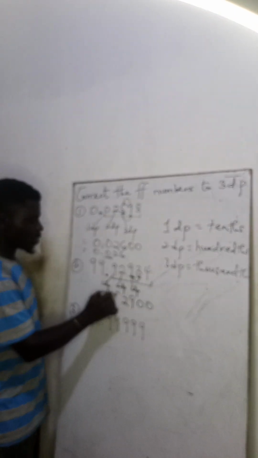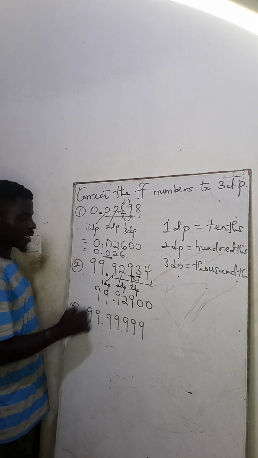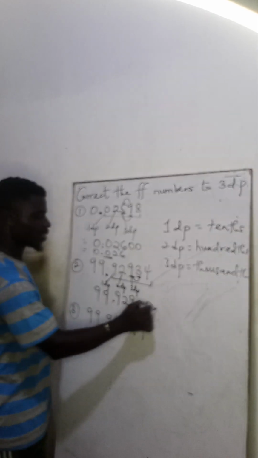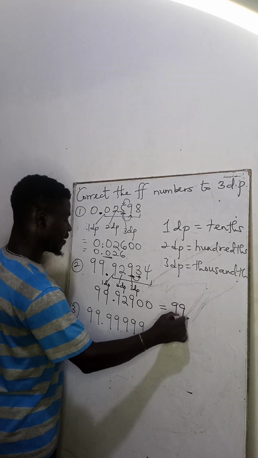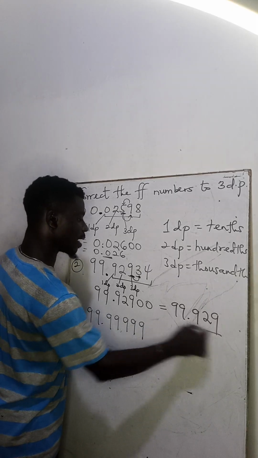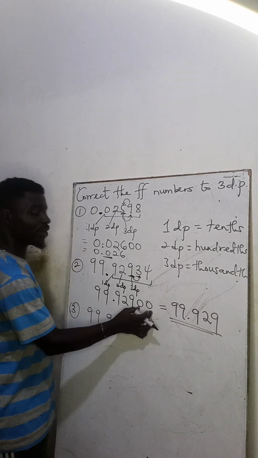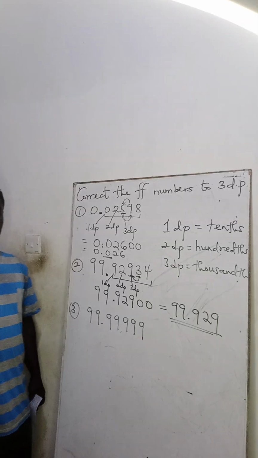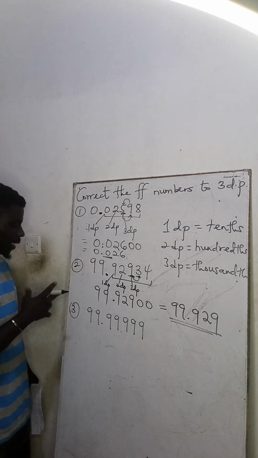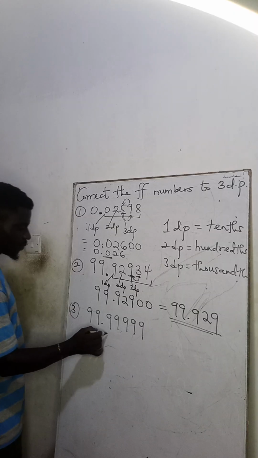Then we have 29.99. You can discard these two zeros. So that I have 99.929. They are the same. So either you bring the two zeros or you don't bring it. We'll mark you correct.